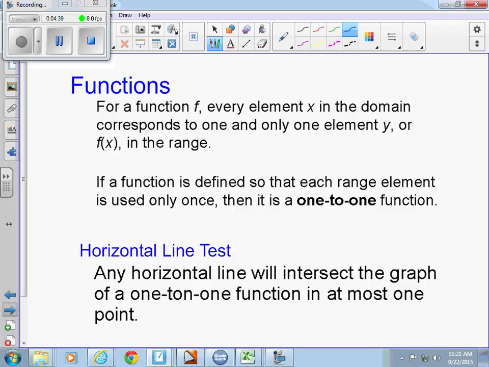Remember, a function is one where each element of the domain pairs with exactly one element of the range. The x's don't repeat. So that's what a function is. And a one-to-one function is where each element of the domain pairs with one and only one member of the range. So the x's don't repeat and the y's don't repeat. And that's a one-to-one function. You learned in Algebra 2 that one-to-one functions have inverse functions. And you can tell the function is one-to-one based on the horizontal line test.